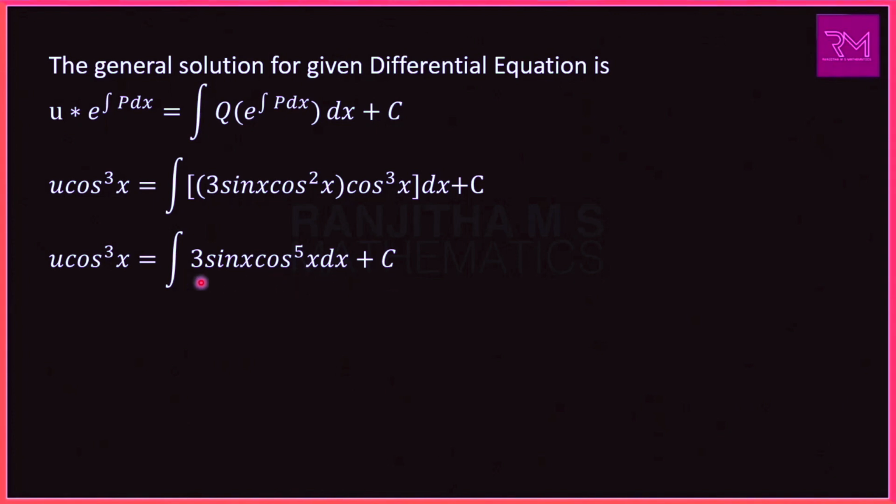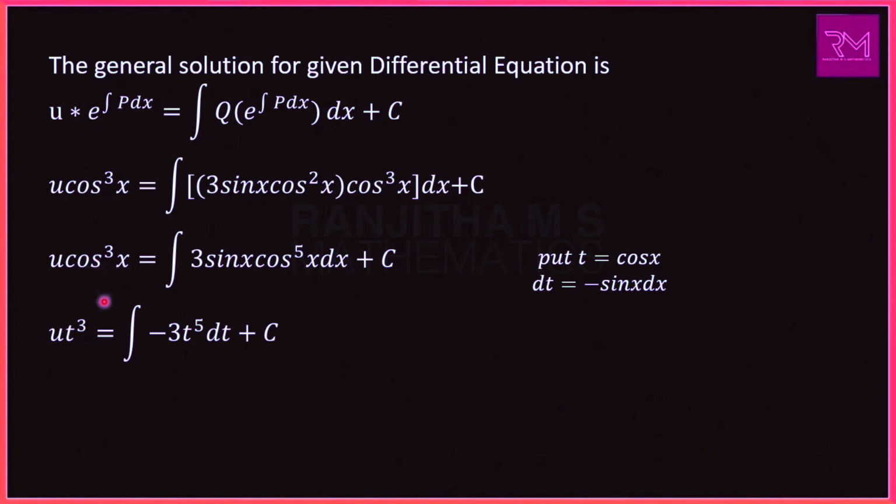Next step, to integrate this value, take cos x as t. If we differentiate this with respect to x, we get dt equal to minus sin x dx. Substitute in the place of sin x dx as dt and simplify. We get u into t cube, because cos x is t, equal to integral of 3 as it is, sin x dx is minus dt, therefore minus 3 into t power 5 into dt plus c.